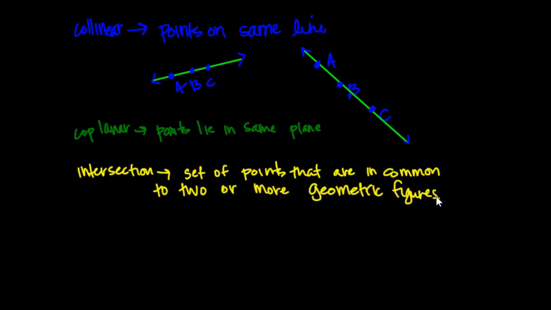All right, so the intersection is the set of points that are in common to 2 or more geometric figures. So if 2 geometric figures meet or cross, they're going to have some points in common. Those are intersection points, and it can be 1 or it can be many. All right, so let's look at an example.